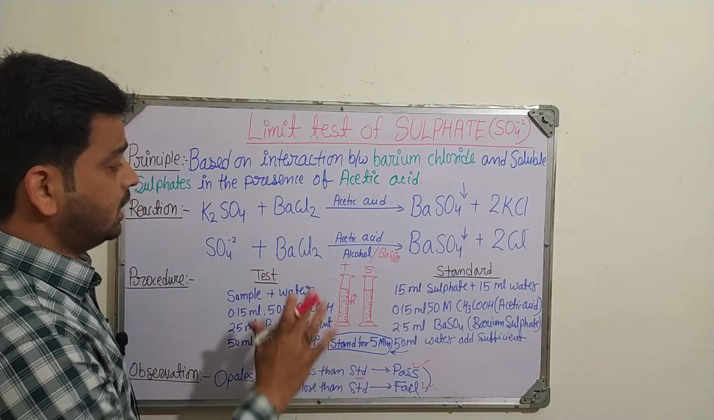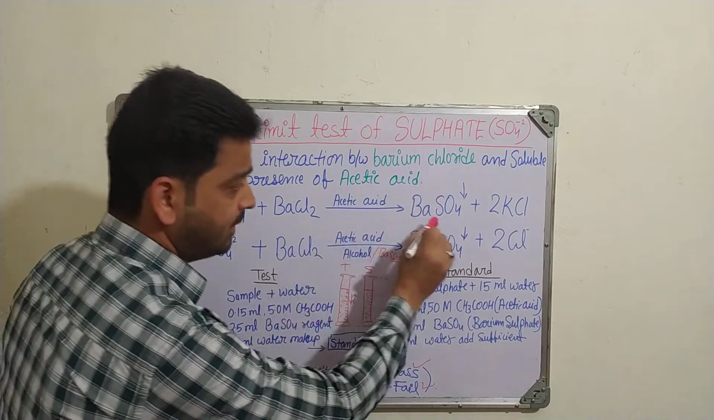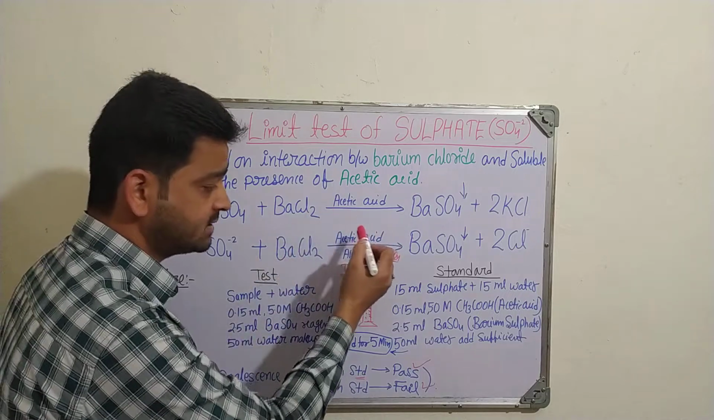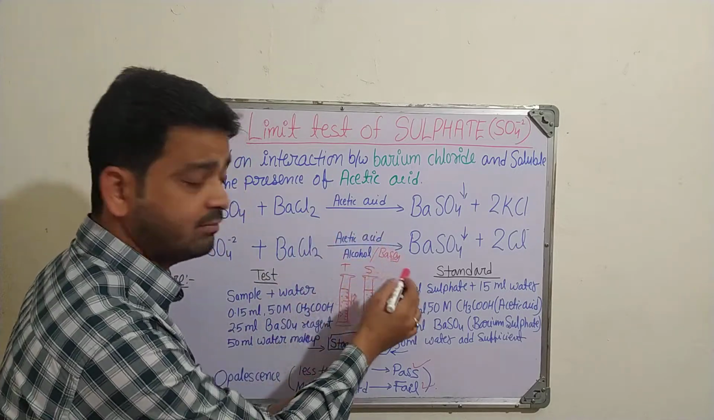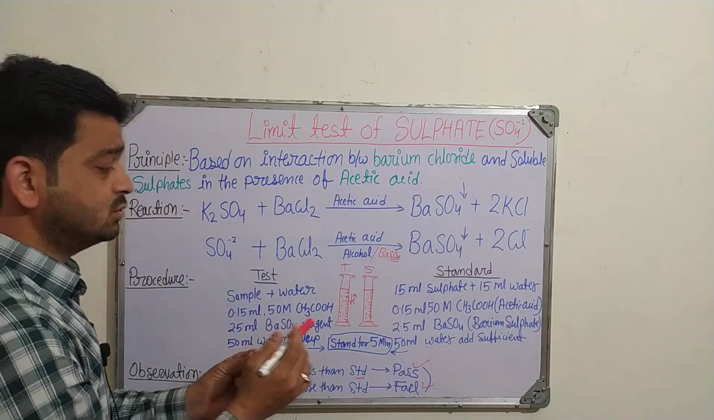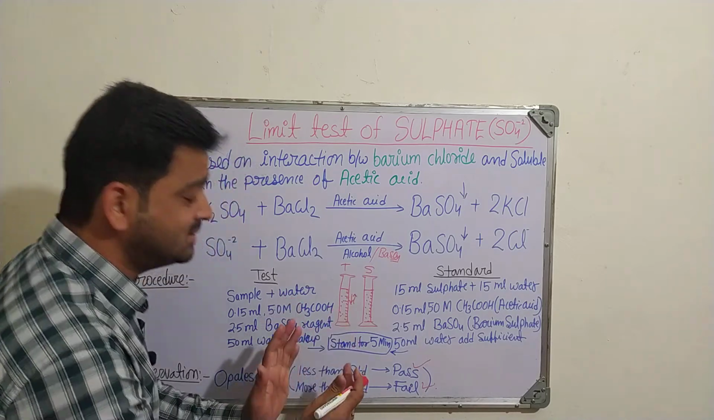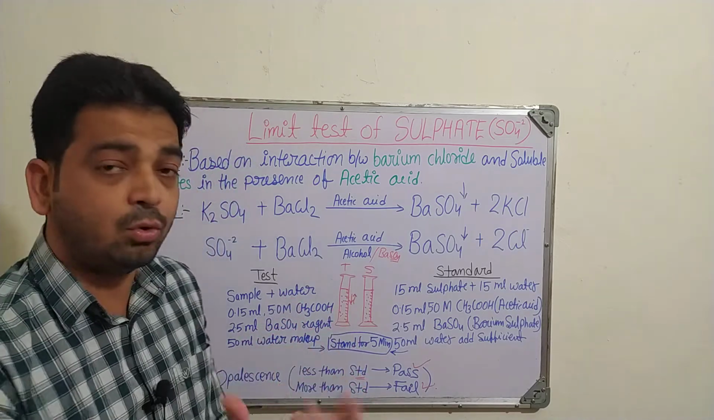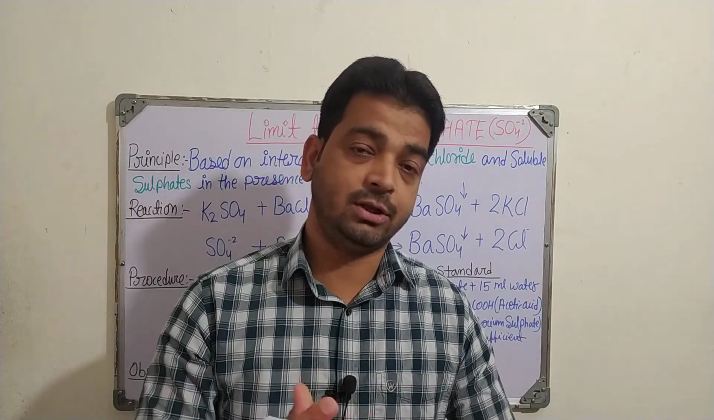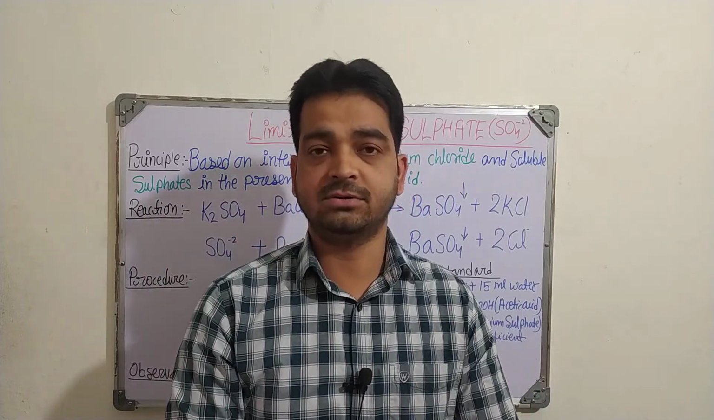You need to take care about the reaction and how it is happening: potassium sulfate, barium chloride, barium sulfate, potassium chloride; sulfate ion reacting with barium chloride in the presence of acetic acid. We are adding alcohol and barium sulfate also, then barium sulfate is forming and the chloride ion is releasing. With this reaction we are going to get the opalescence, and whether it is more or less than the standard indicates whether your sample is passing or failing the limit test for sulfate. Thank you.